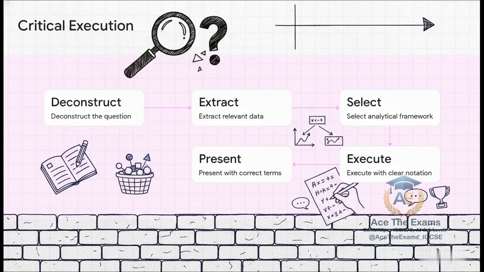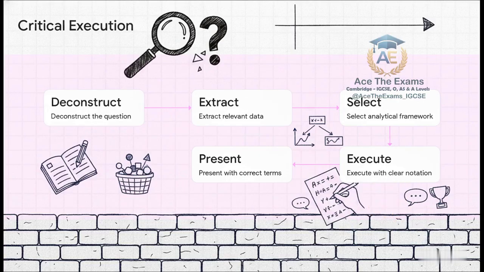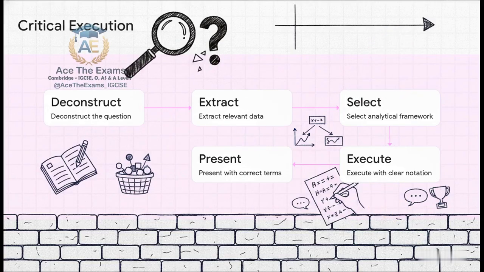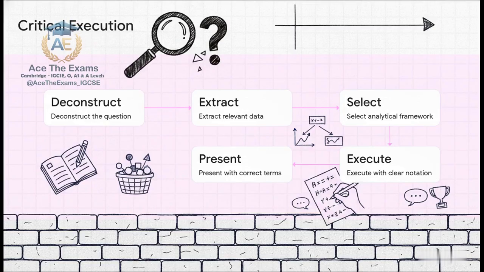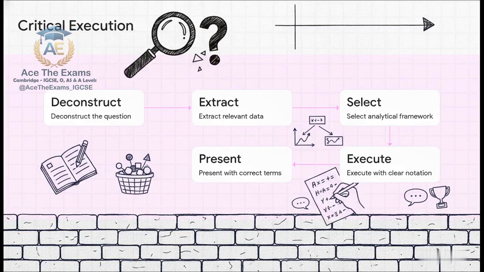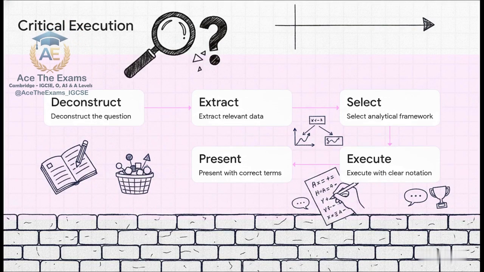Step 3. Select your analytical framework. Are you maximizing volume or finding a minimum cost? Step 4. Execute with crystal clear notation. dy over dx equals 0. Step 5. Present with correct terminology. Therefore, substituting x equals 3 yields a positive second derivative, confirming a local minimum. Boom. If you execute that checklist, you build an absolutely impenetrable wall around your method marks.